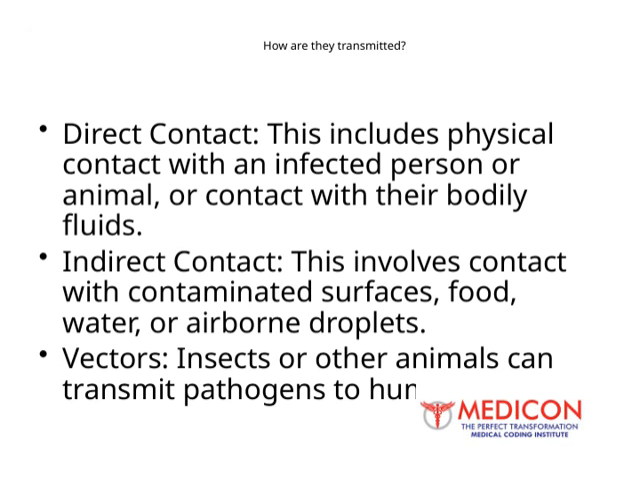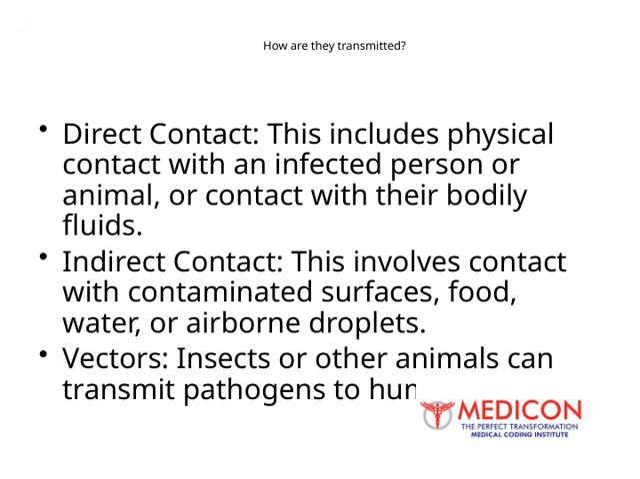Finally, there's the role of vectors. These are insects or other animals that carry pathogens from one host to another. Mosquitoes, for example, can transmit diseases like malaria or dengue. Understanding these different transmission routes helps us see how infections spread, and importantly, how we can prevent them. This all ties back to the overall theme of infection control and the importance of being aware of how pathogens move around us.